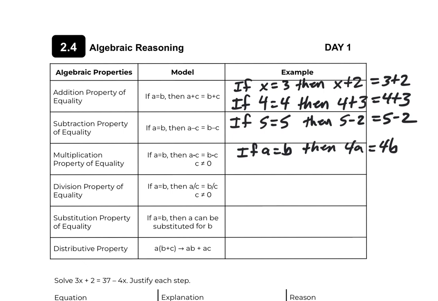Okay, for division, if a equals b, then a divided by 8 equals b divided by 8. As long as I divide them both by the same number, then I'm okay. Okay, so those are just our 4 operations. They're all essentially saying the same thing, just a different operation going on.